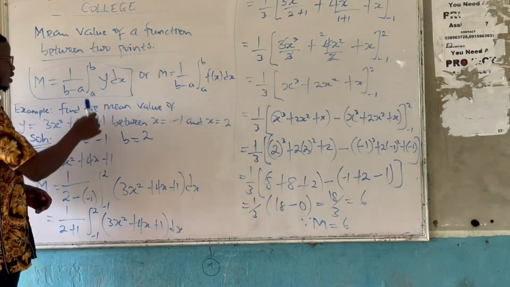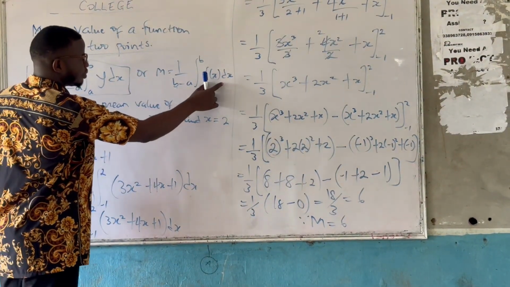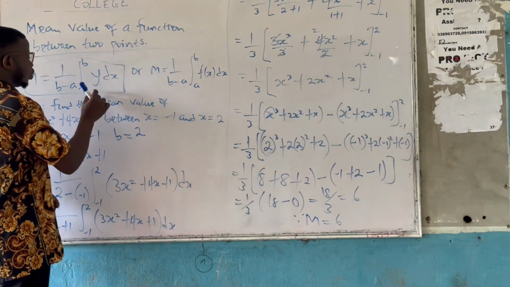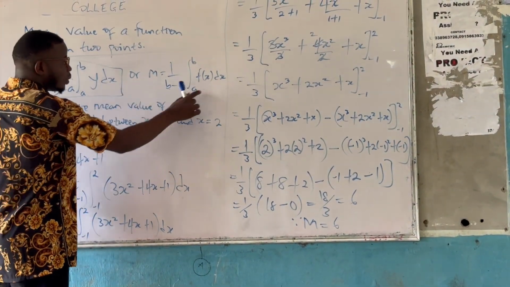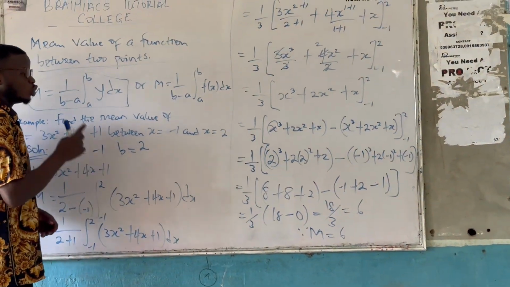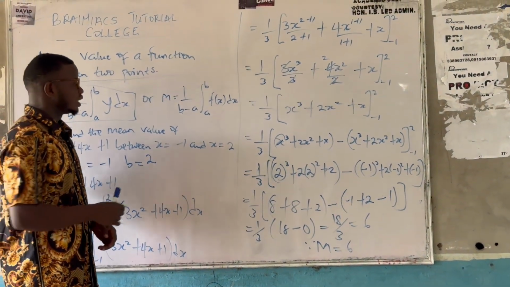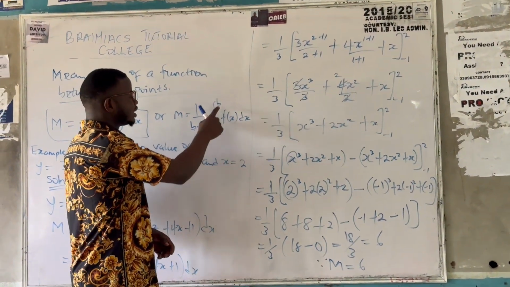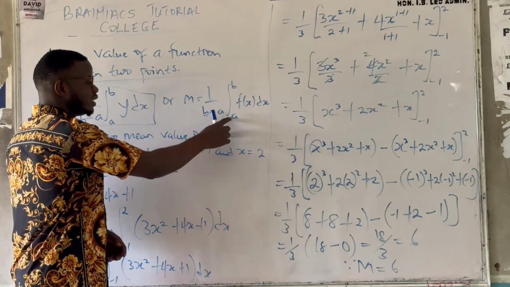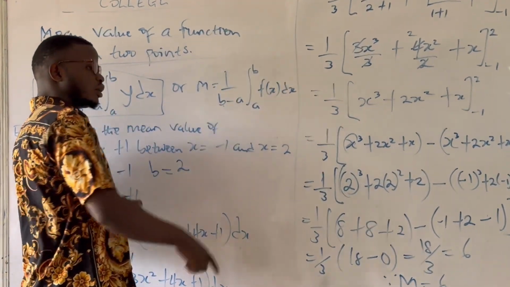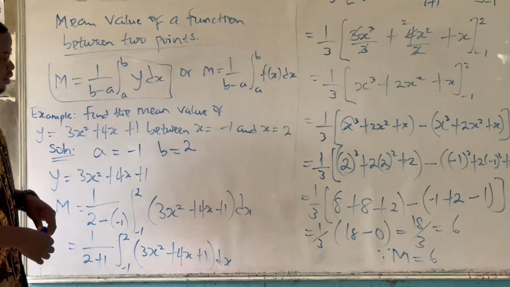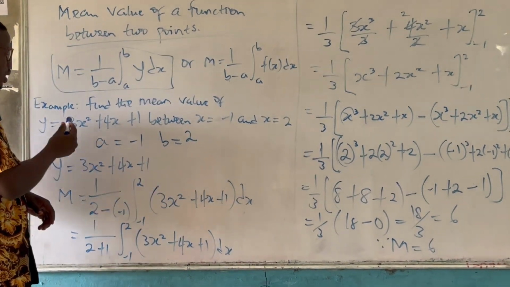In this case, this y is a function of x and this f of x is a function of x. So it's either we are given y or we are given f of x, and 2 points will be given to us in the question. The first point will be a while the second point will be b, and a is the first value of x while b is the second value of x. So now from here we have one example.